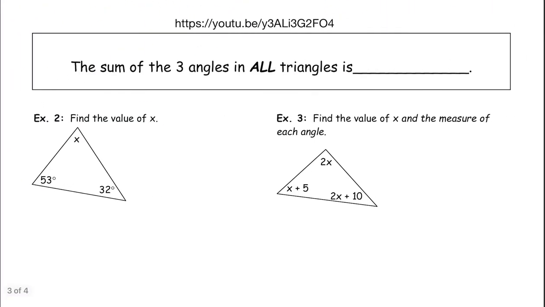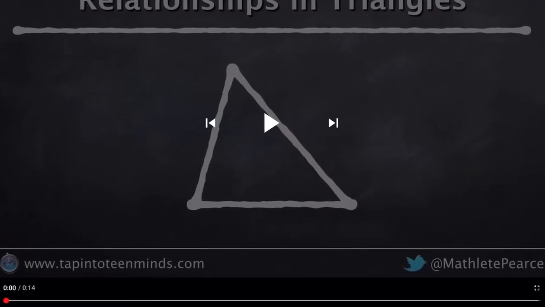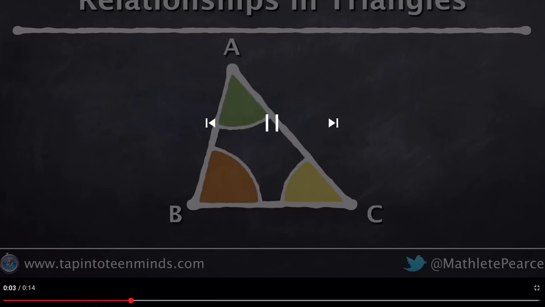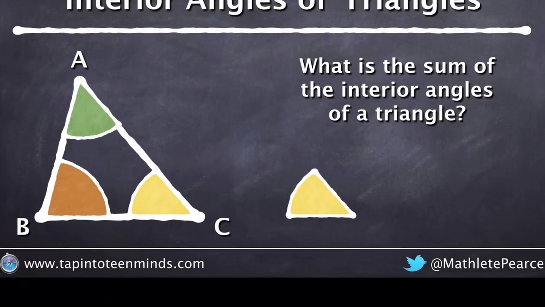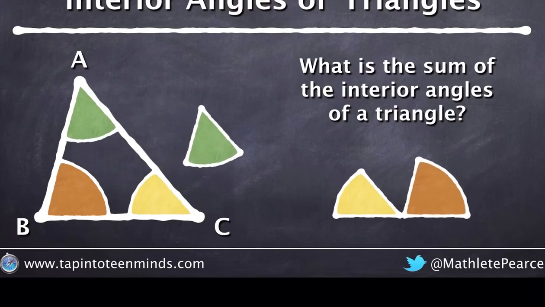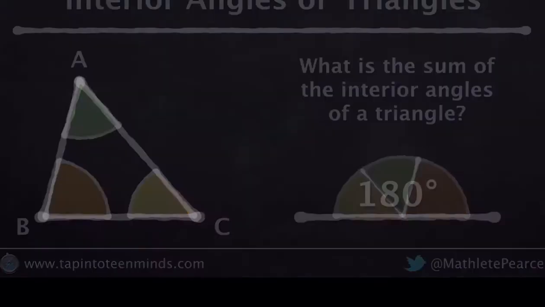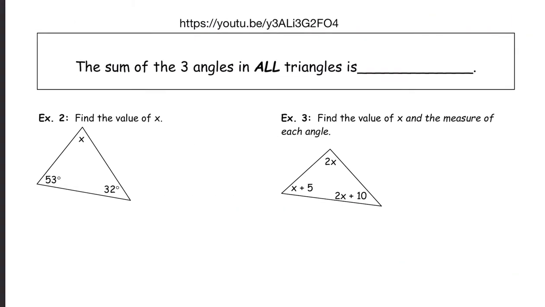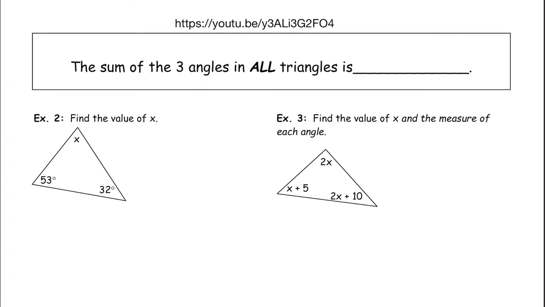Okay, next. We're going to talk about the sum of the three angles in all triangles. If you're in class for this lesson, I'm going to show you a cool demo, but unfortunately I can't do that here, so I'm going to enlist the help of YouTube very quickly. So check this out. As you can see, the sum of all the angles in a triangle is 180 degrees. Every triangle. Doesn't matter if it's acute, right, obtuse.